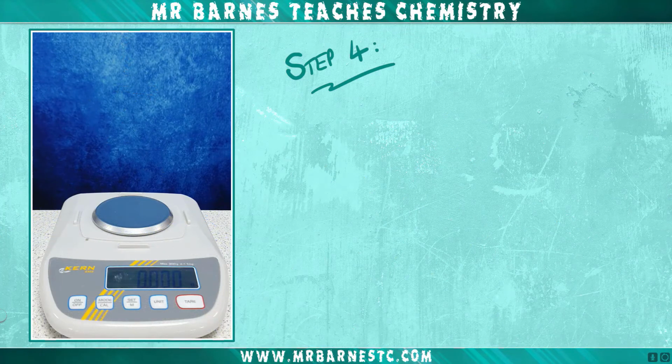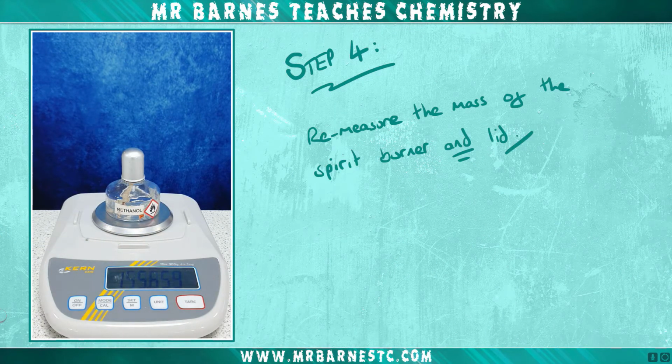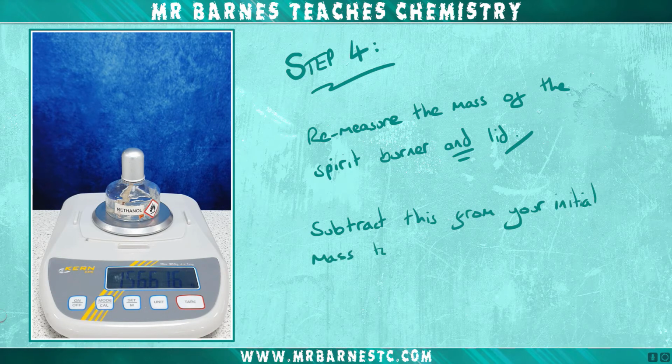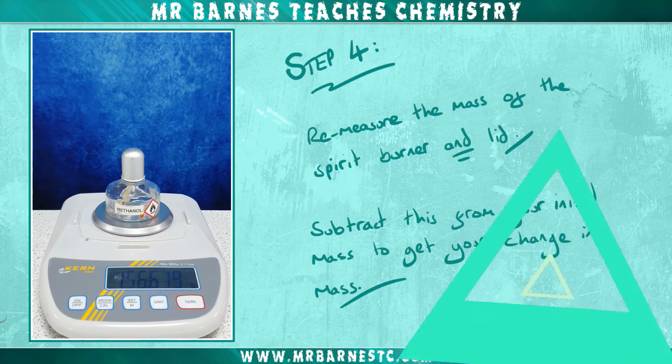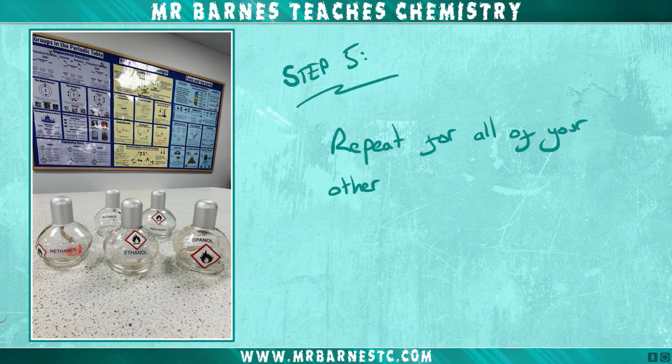Now you've done that, for step 4 you need to remeasure the mass of your spirit burner and the lid. You need to record this and then subtract it from the initial mass of the burner and lid, and then this will give you your change in mass, which is the mass of methanol used to raise the temperature by 20 degrees C.